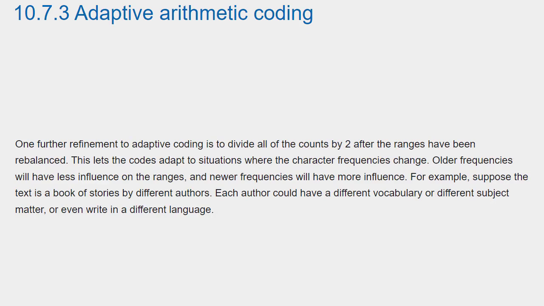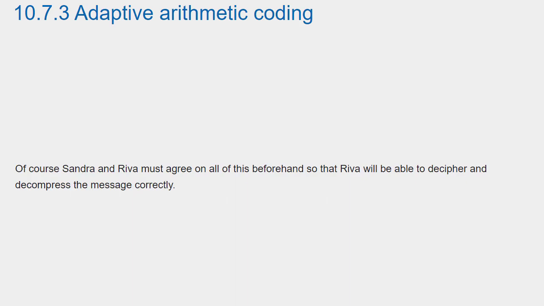One further refinement to adaptive coding is to divide all of the counts by 2 after the ranges have been rebalanced. This lets the codes adapt to situations where the character frequencies change. Older frequencies will have less influence on the ranges, and newer frequencies will have more influence. For example, suppose the text is a book of stories by different authors. Each author could have a different vocabulary or different subject matter, or even write in a different language. Of course, Sandra and Riva must agree on all of this beforehand, so that Riva will be able to decipher and decompress the message correctly.